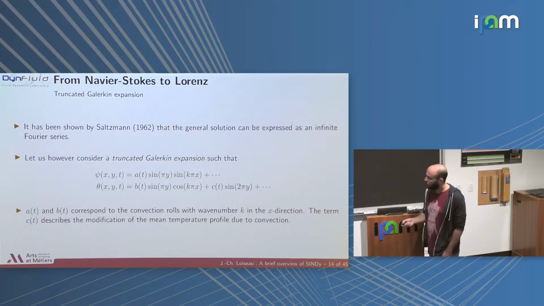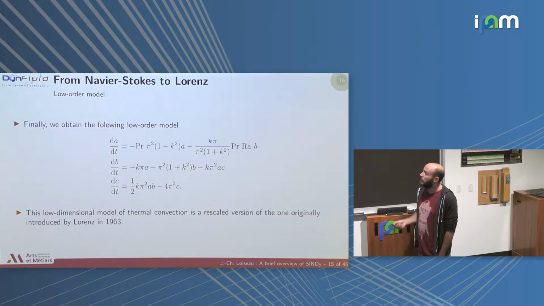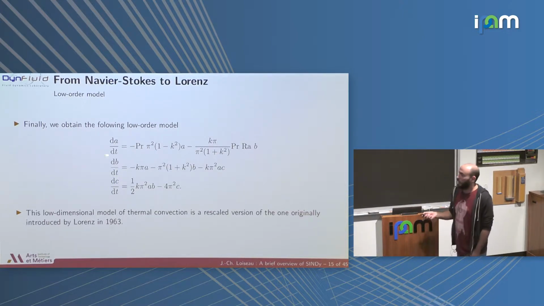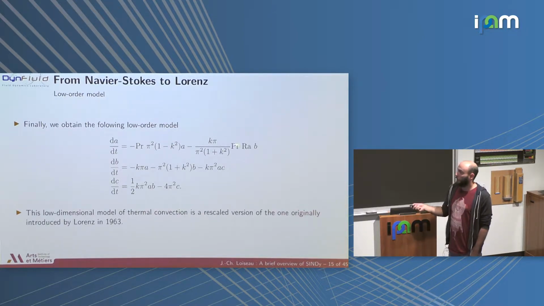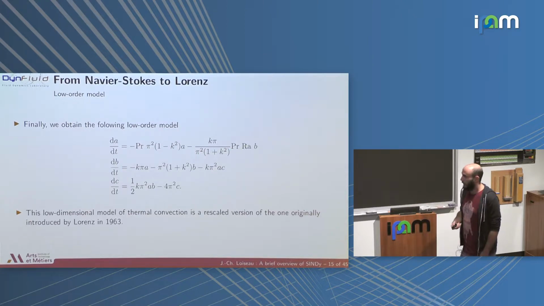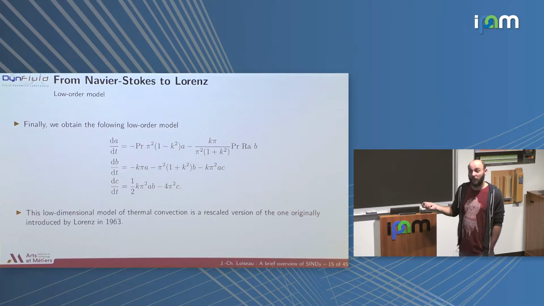And so if we put these into our equations, eventually we end up with a set of 3 ODEs that govern the amplitude of the velocity field, of the temperature fluctuation, and of what we call the mean flow distortion, in terms of the Prandtl number and our physical parameters. And that's precisely the Lorentz system. So that's how he derived it.